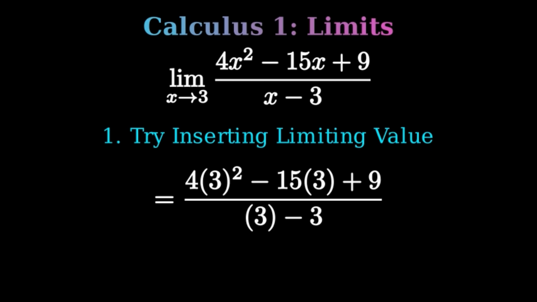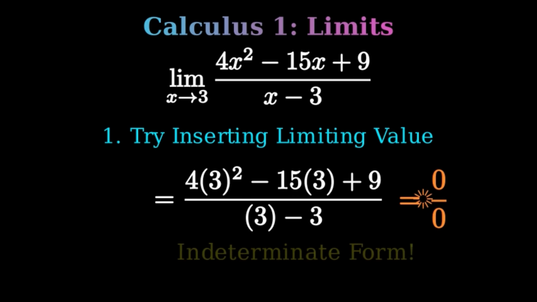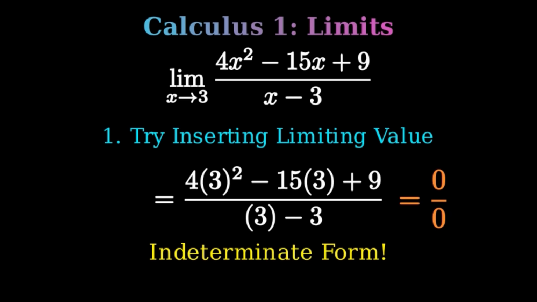Now, if we do the calculations, what's going to happen is we're going to end up getting 0 over 0, which is not going to fly in this class, right? This is the indeterminate form. Okay, so typically when that happens, what we have to do is try algebra manipulation.